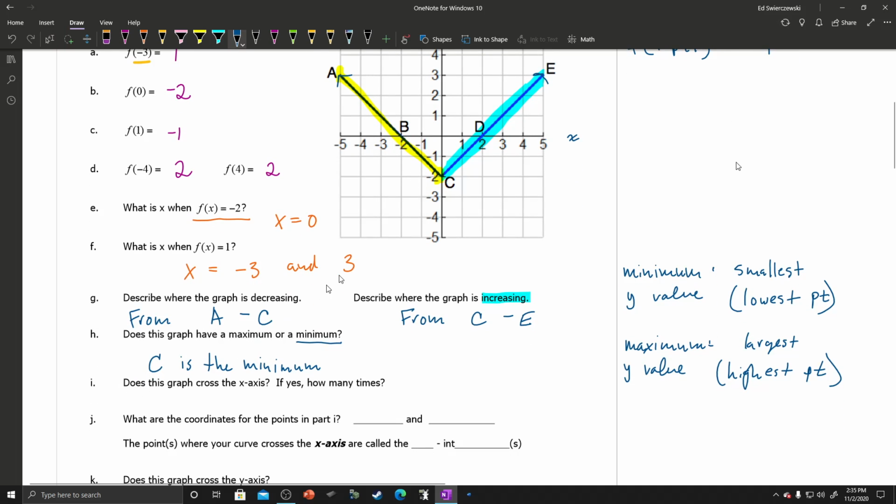So then, we can ask other questions like, does the graph cross the x-axis? So does this graph cross the x-axis? The x-axis is here highlighted in yellow. And I see that, yeah, it does cross. It crosses at point B and point D. So yes, it crosses, how many times? Twice. Or maybe just say 2 times.